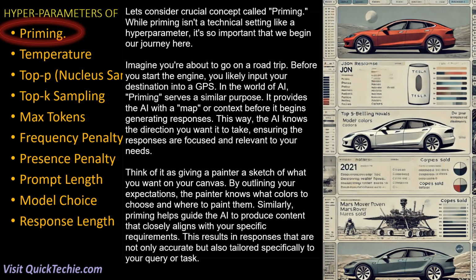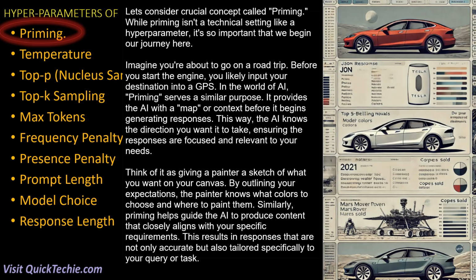Let's consider a crucial concept called priming. While priming isn't a technical setting like a hyperparameter, it's so important that we begin our journey here. Imagine you're about to go on a road trip. Before you start the engine, you likely input your destination into a GPS. In the world of AI, priming serves a similar purpose. It provides the AI with a map or context before it begins generating responses.